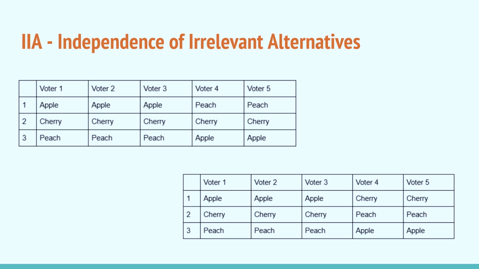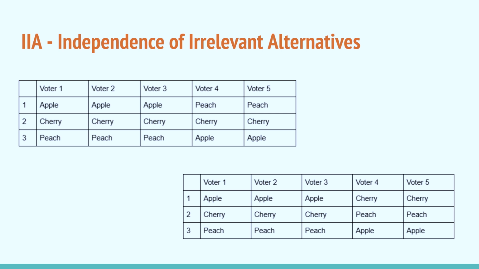So the first three are the same, right? But then the last two here have decided, I actually like peach better than cherry, right? But notice that all of them feel exactly the same about apple and cherry. So the first three like apple better than cherry, and the last two like cherry better than apple. And that's true here and here, okay? So I haven't changed anyone's opinions about cherry and apple.